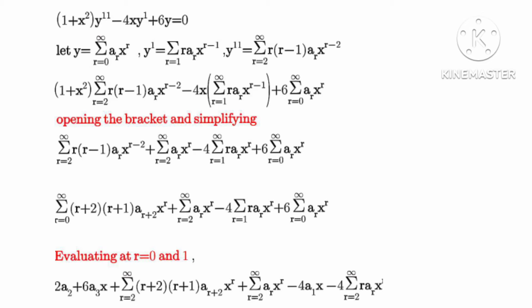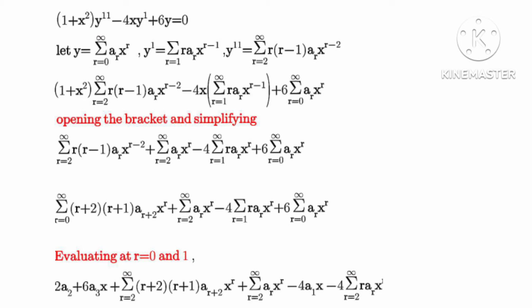Now if you put r equals 0 and r equals 1, you substitute. We have 2a2. Where is the 2a2 coming from? 2a2 is coming from when we put r equals 0 and r equals 1. So we have 2a2 plus 6a3x plus the sum from r equals 2. The next sum, you can see that we also have r equals 2. The next one, r equals 2. So what you should be after is to linearize everything. You can't have r equals 0 at one part and r equals 1 at the other part, and you can't have x raised to power r at one part and x raised to power r minus 2 in the other part.